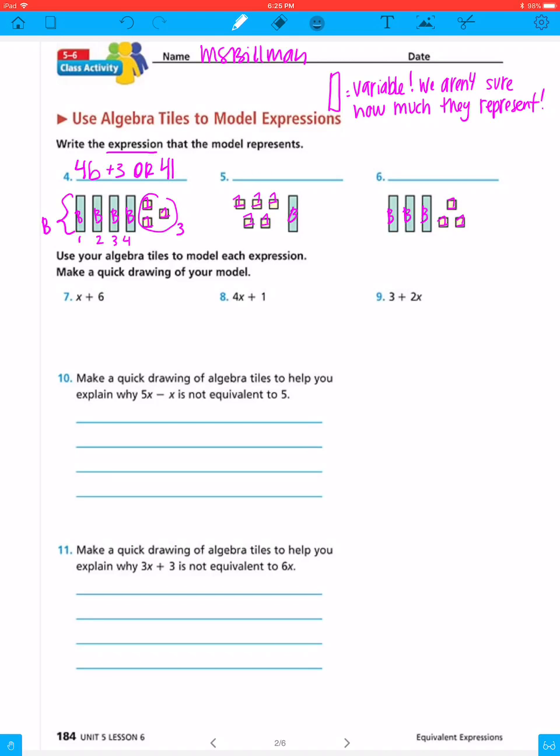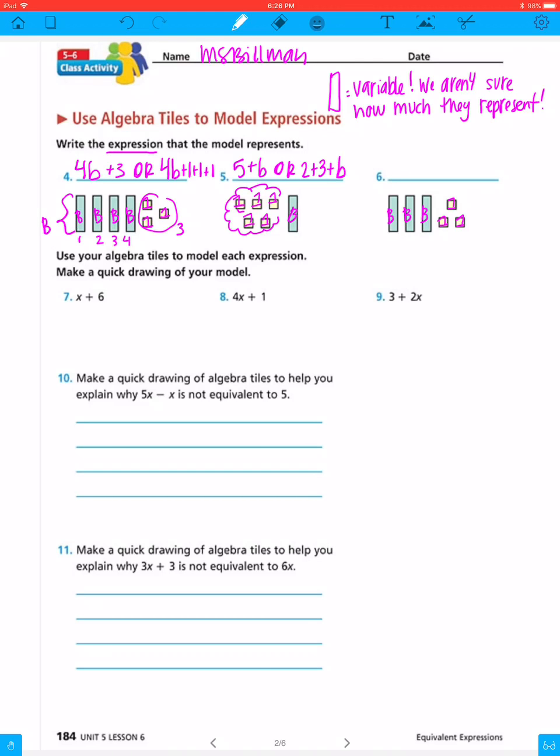So for number 5, I have another equivalent expression. I have 5 individuals and I have 1 b. So I can write this many ways. I have 5 plus b, or 5 plus 1b, or 1 plus 1 plus 1 plus 1 plus 1 plus b, or 2 plus 3 plus b. Either way, we're getting that same answer.